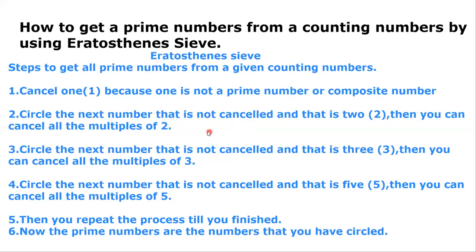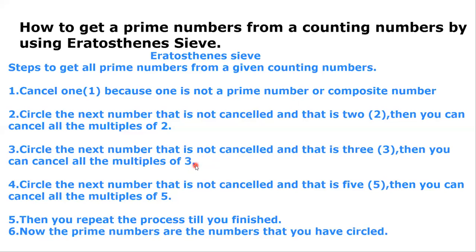So the next number that is not cancelled is 3, because 3 can never be a multiple of 2. So you circle the 3. Then you cancel all the multiples of 3. After cancelling all the multiples of 3, you circle the next number that is not cancelled, and that will be 5.